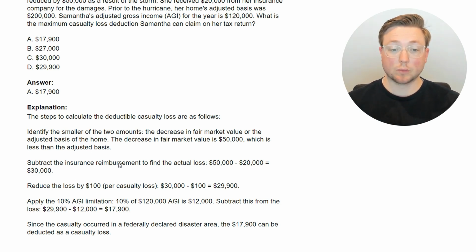So just to go over the steps one more time. You identify the smaller of the decrease in fair market value or the adjusted basis. Then you subtract any insurance reimbursements. Then you subtract $100 per casualty loss, specifically $100. Then you subtract 10% of the AGI, and whatever's left over is the allowable casualty loss deduction. So that's pretty much the calculation right there. We're going to practice it in a few more questions just to drill it in a little bit more. Let's go to the next question.